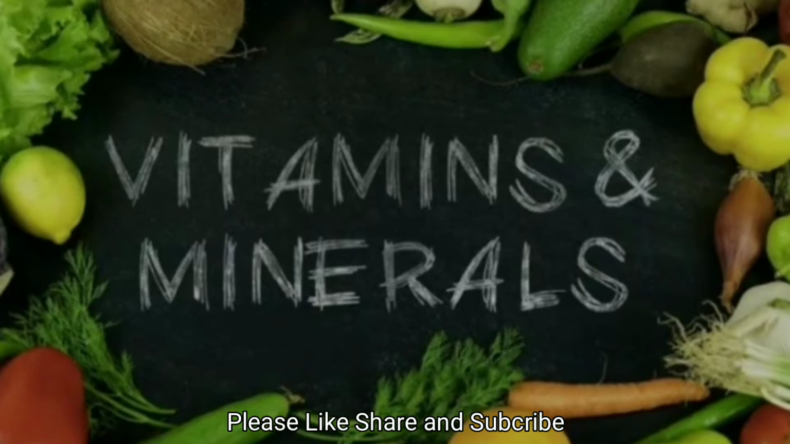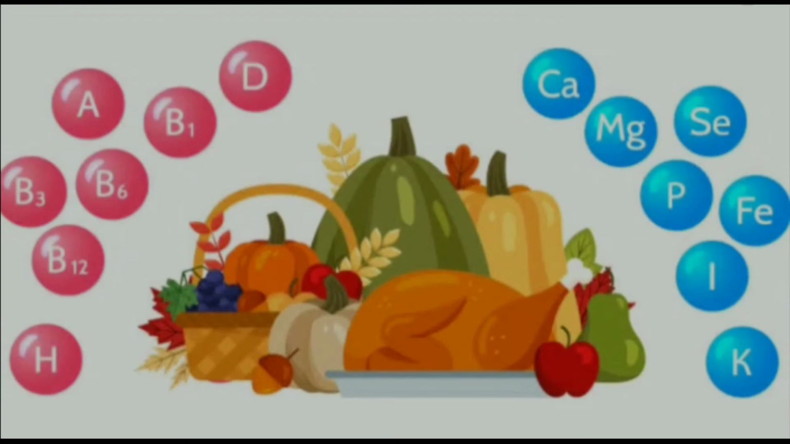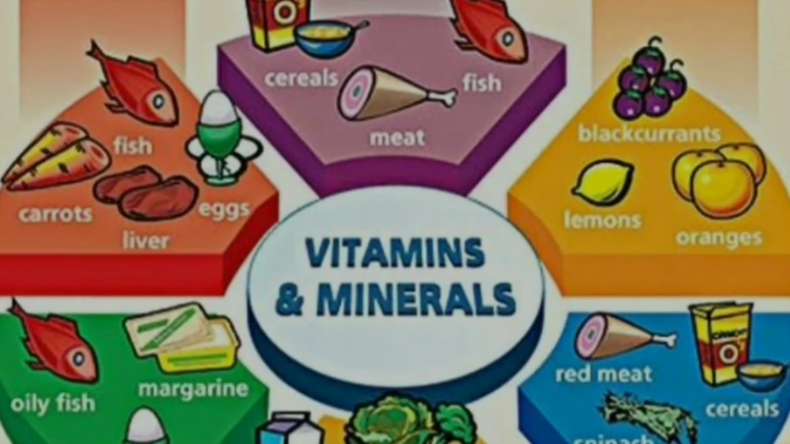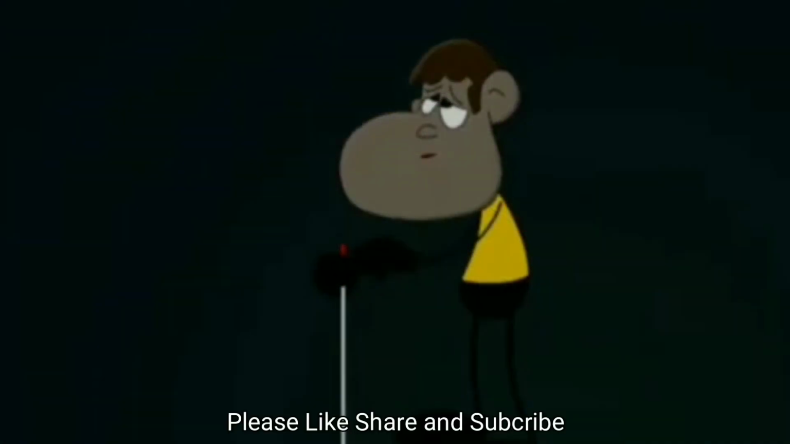Minerals and vitamins. To improve the body's resistance to disease and for other life processes, the body needs vitamins, minerals, and fiber in the diet. We obtain these nutrients mainly from vegetables and fruits. We require vitamins and minerals in small quantities, but their deficiency can lead to various diseases. Let us learn more about them.